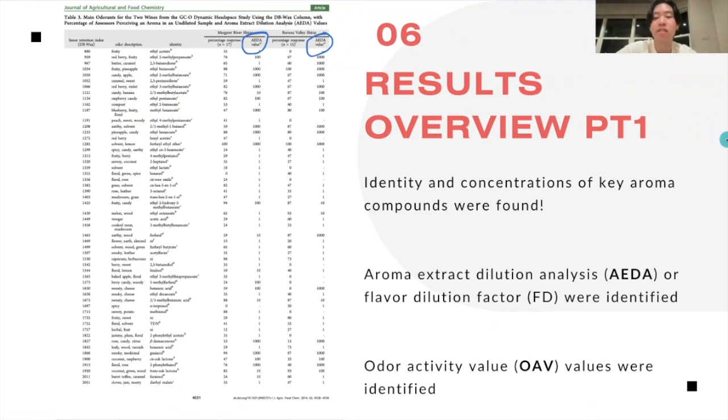So the acidity and concentration of the key aroma compounds were found, and in addition to this, the aroma extract dilution analysis, or AEDA, values were also found for each compound. The AEDA value can give a rough indication of which compounds have a high impact on the overall aroma flavor. However, as we can see, many compounds have the same AEDA value. Thus, using the odor activity value will be more useful in this case.